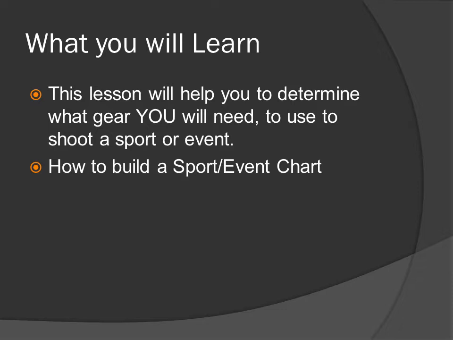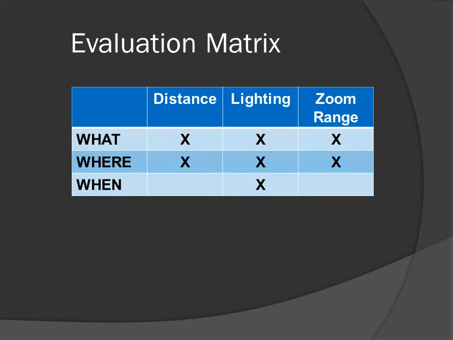What you will learn. This lesson will help you to determine what gear you will need to use to shoot a sport or event. The second half of the lesson will be how to build a sport event chart. This is an evaluation matrix that we're going to be using. Down the left-hand side: what, where, and when. Across the top: distance, lighting, zoom range. When we evaluate a sport or event, this is what we use to figure out what gear we need.